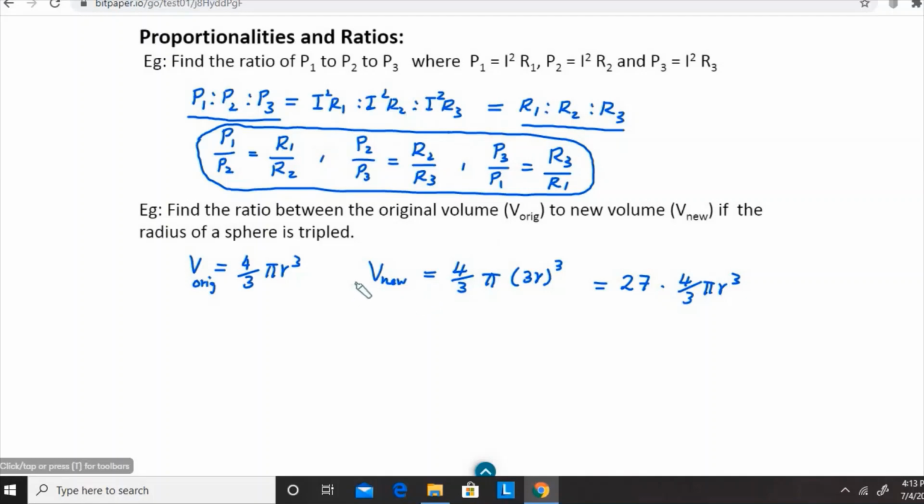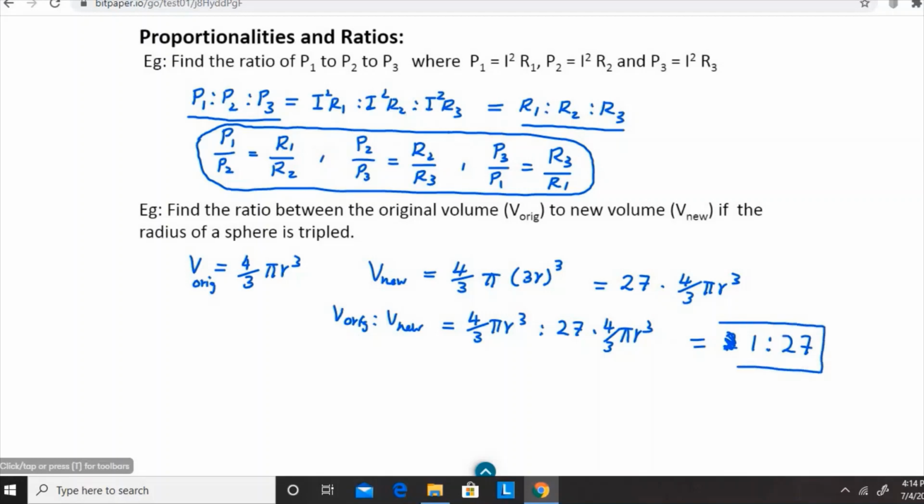So in terms of the ratio, I can write this as V original to V new as 4 over 3 pi r cubed to 27 times 4 over 3 pi r cubed. Now 4 over 3 pi r cubed is common, so we can remove that, and we can simplify the ratio as 1 to 27. Okay, so this is one way of writing this.